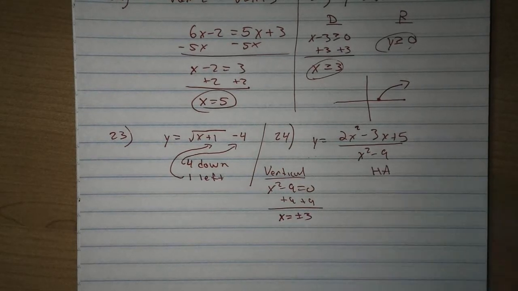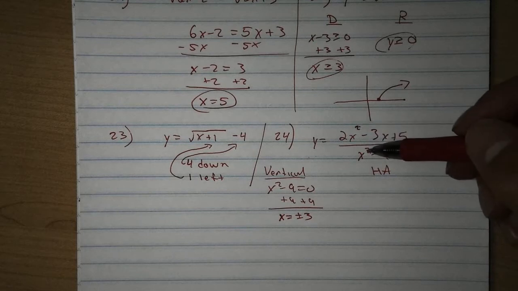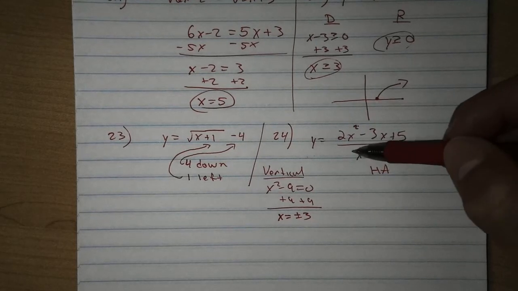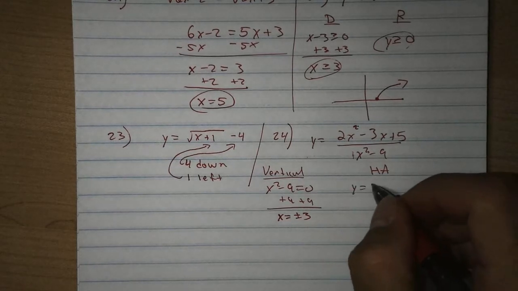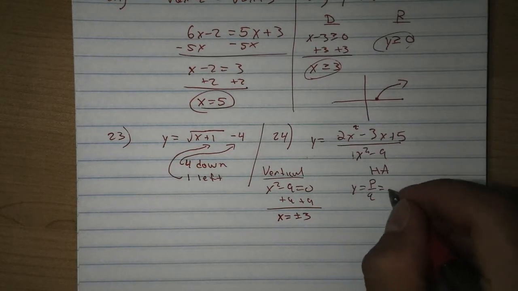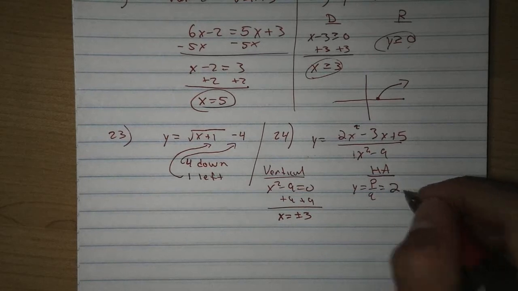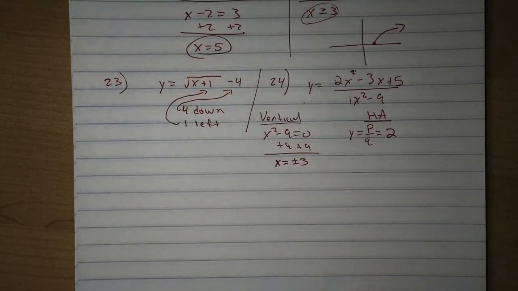For horizontal asymptotes, these are even degrees, right? 2 over 1 is just 2. So y equals p over q, which is just the leading coefficients, which is just 2. 25.